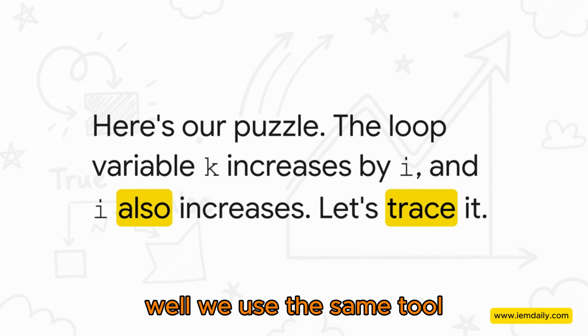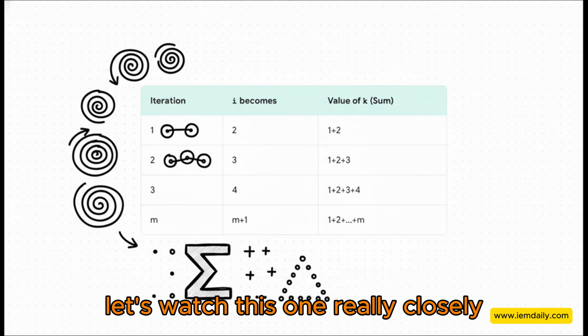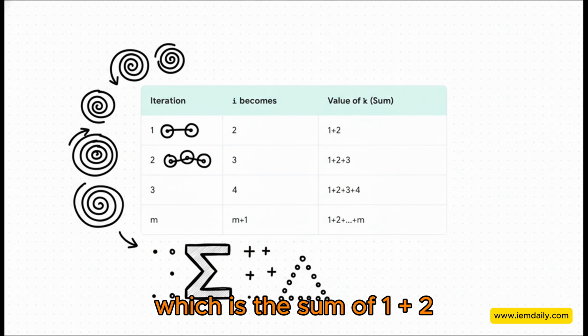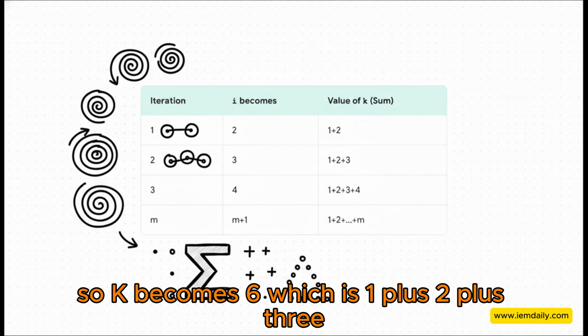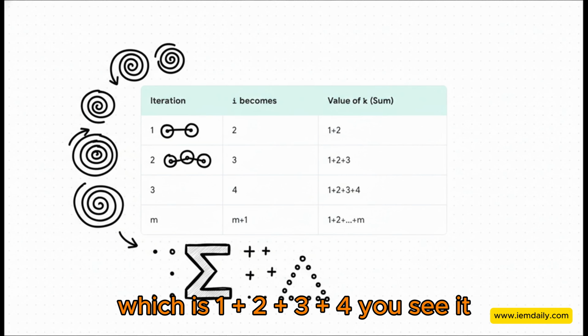Well, we use the same tool that's been working for us all along. We trace it out. Okay, let's watch this one really closely. After iteration 1, i becomes 2 and k becomes 3, which is the sum of 1 plus 2. Now, on iteration 2, i is 3, so k becomes 6, which is 1 plus 2 plus 3. Then i becomes 4, k becomes 10, which is 1 plus 2 plus 3 plus 4.